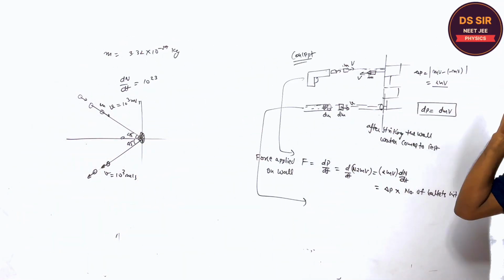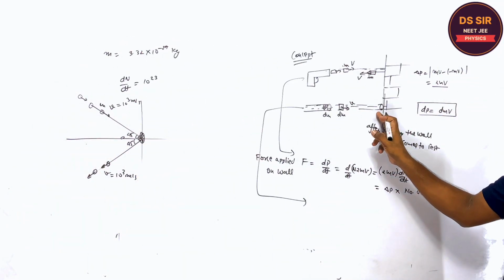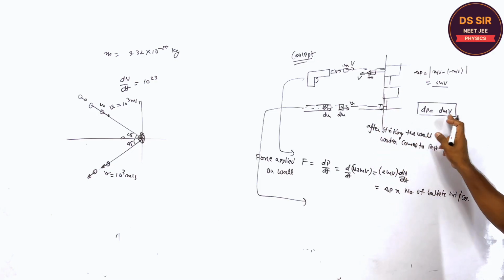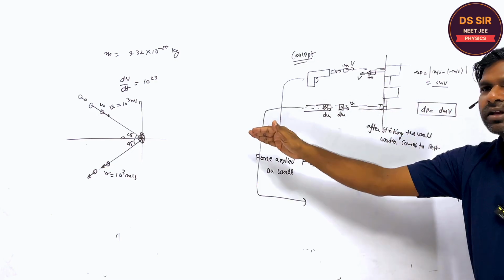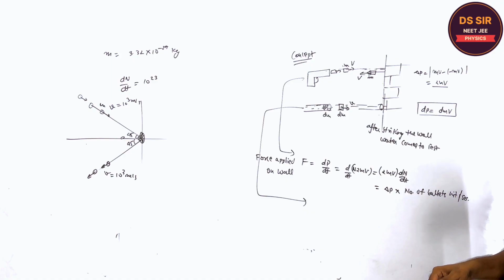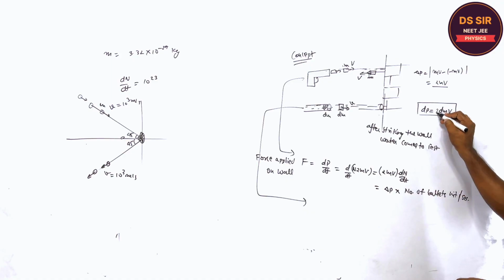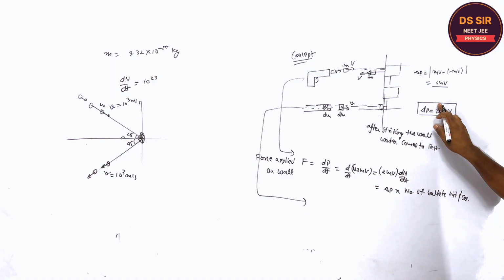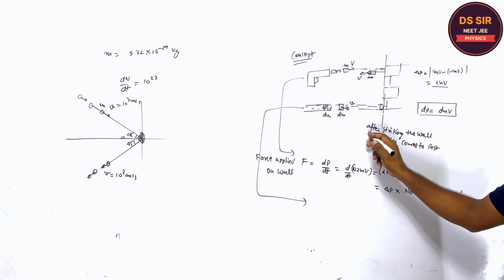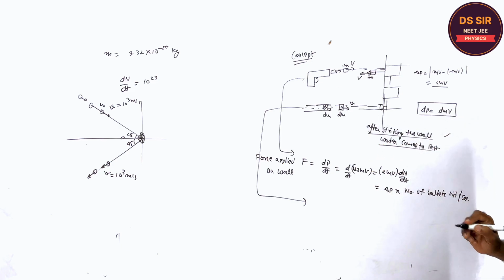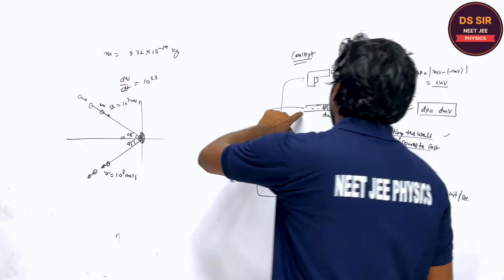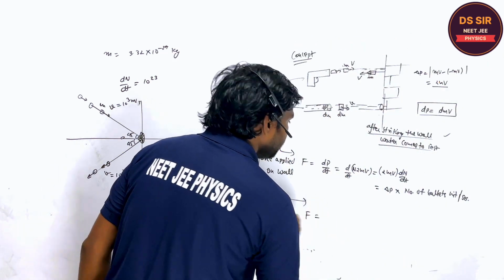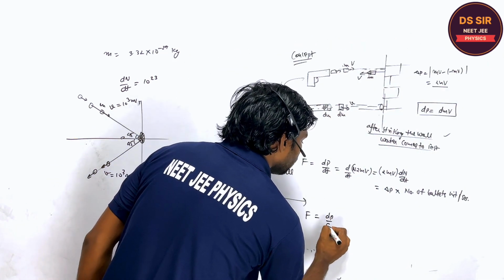Hello, please speak. When it hits and comes to rest, the change in momentum. In this question they can also give that the water rebounds with speed v. Then what will be the change in momentum? Say 2 dm into v. But I am writing here generally that it comes to rest. So this is the change in momentum. So what is the applied force? The applied force is the rate of change of momentum.